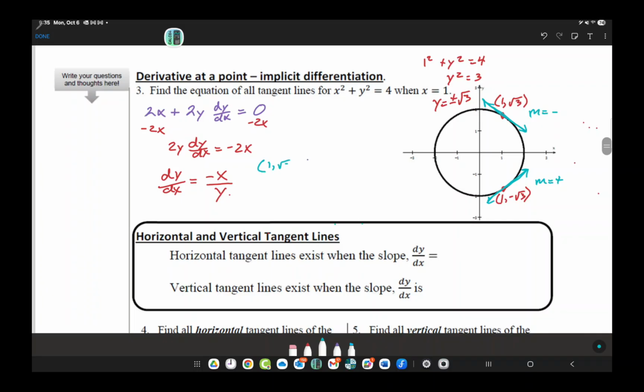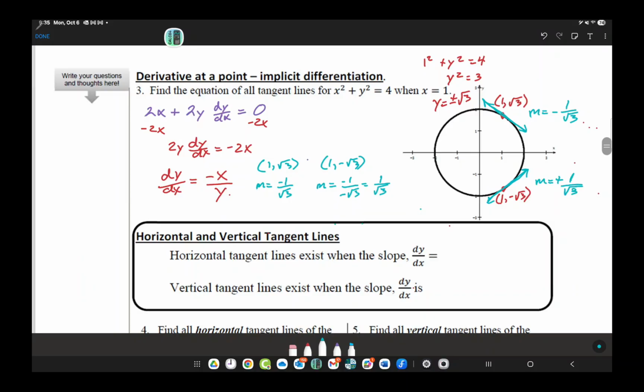So at 1, root 3, that is going to give you a slope of negative 1 over root 3. At the coordinate of 1, negative root 3, that is going to give you a slope of negative 1 over negative root 3, or just 1 over root 3. So we already said that this was going to be positive, the other was going to be negative, so we're good.